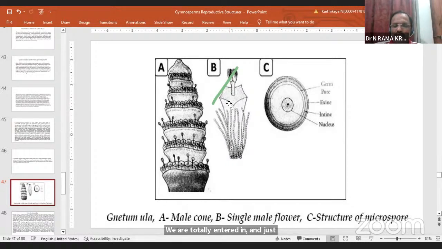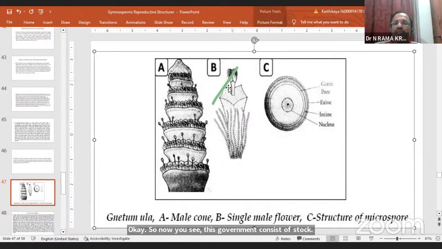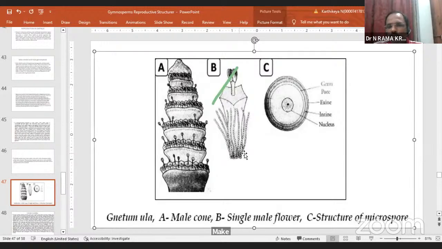Now you see the stamens consist of a stalk, that is the anthophore. Above it is the anther, and the stalk-like structure is there. Next is the anther chamber. Below here is the perianth. Perianth means where the calyx and corolla are united, we call this a perianth.